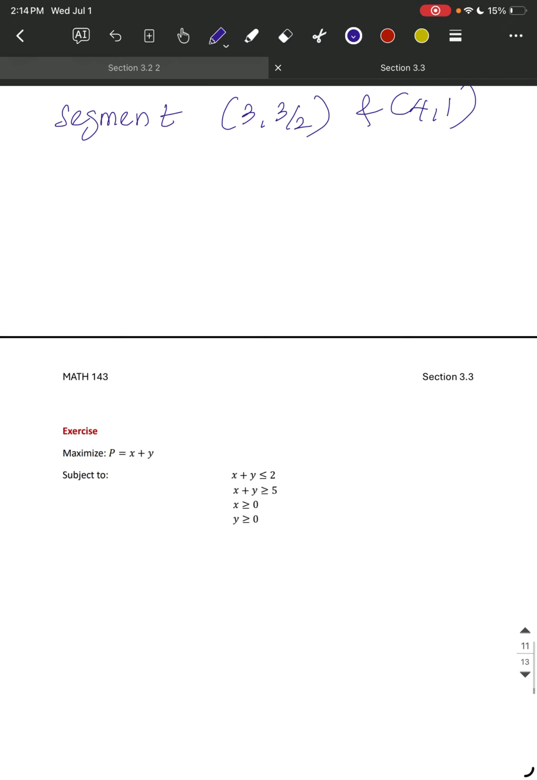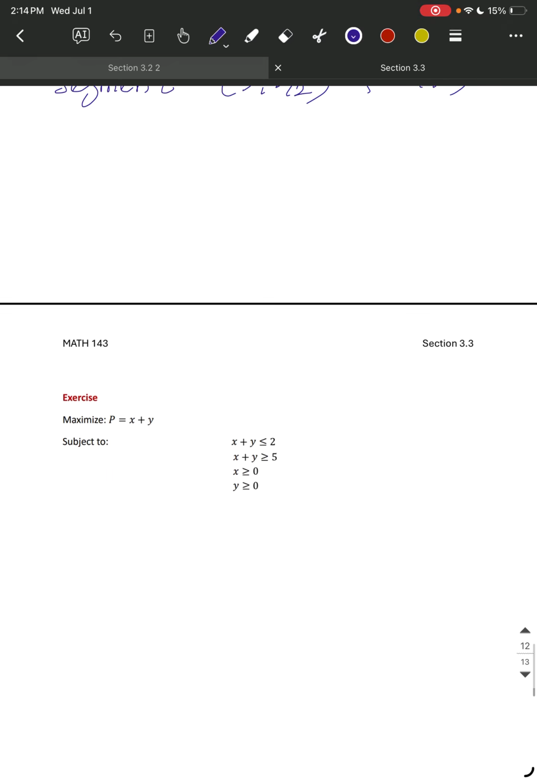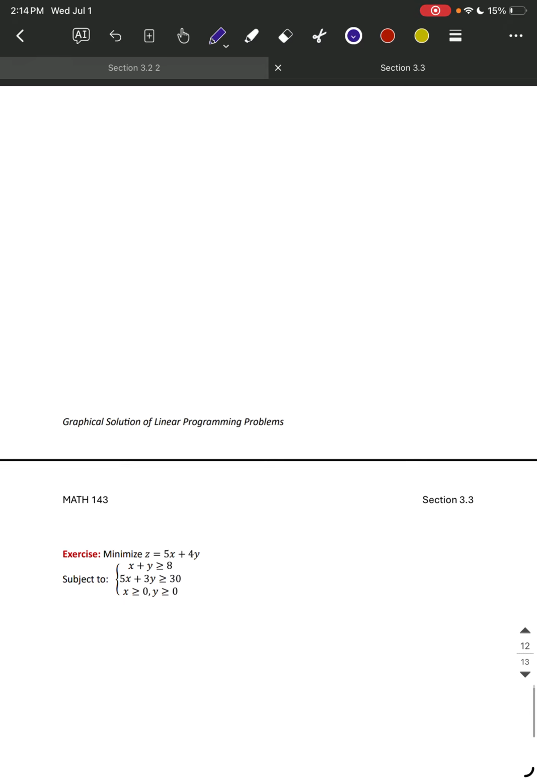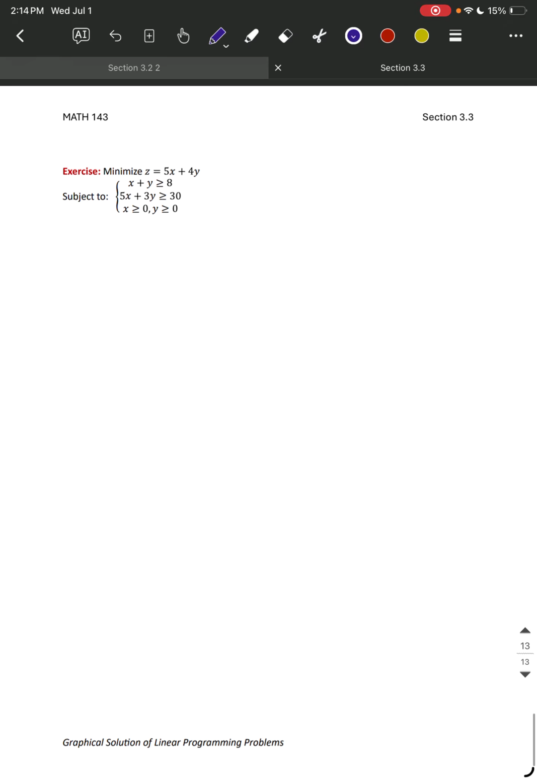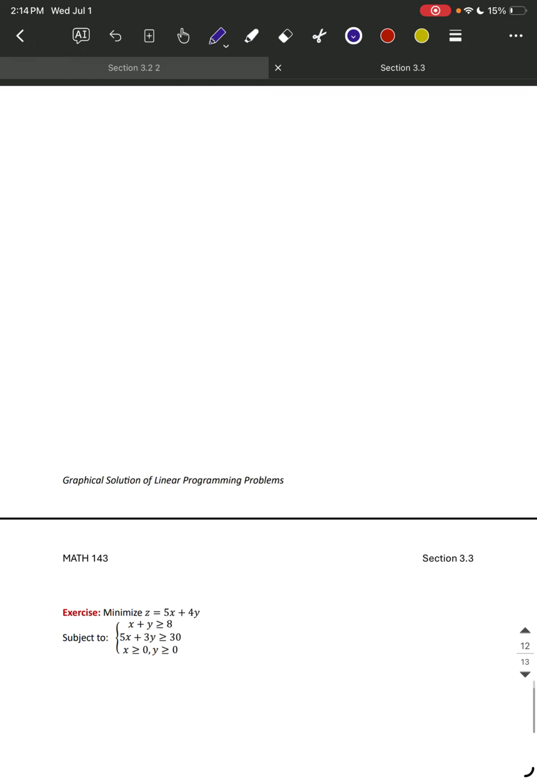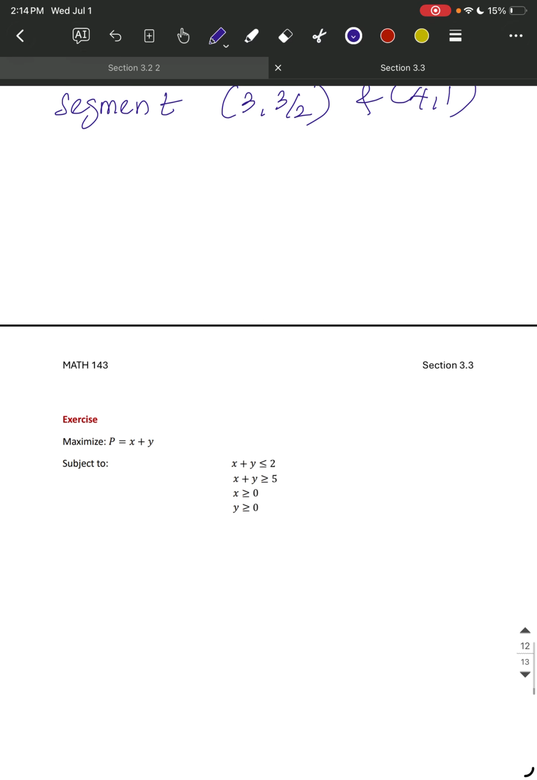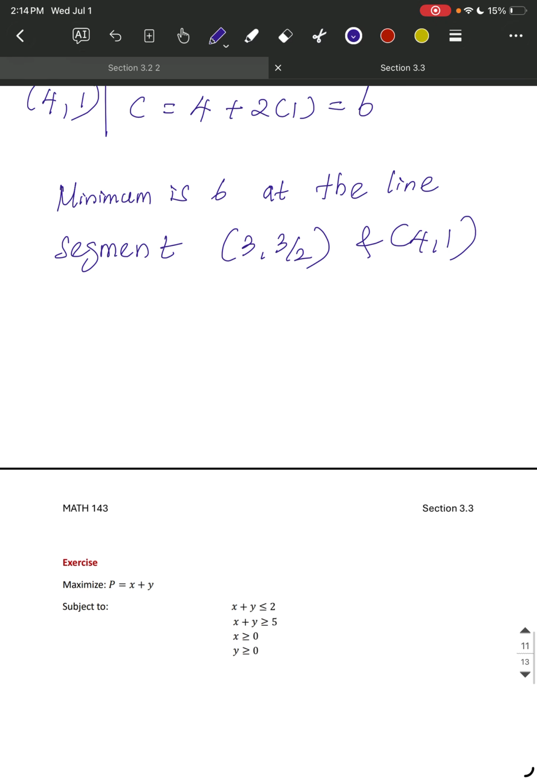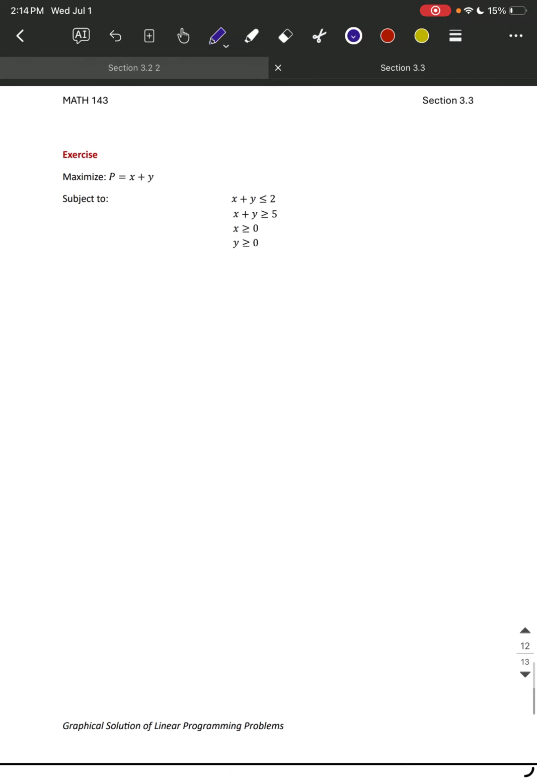Okay, here are additional practice exercises, right? So please make sure to do them by yourself and identify the feasible region. So quickly go through the exercises.